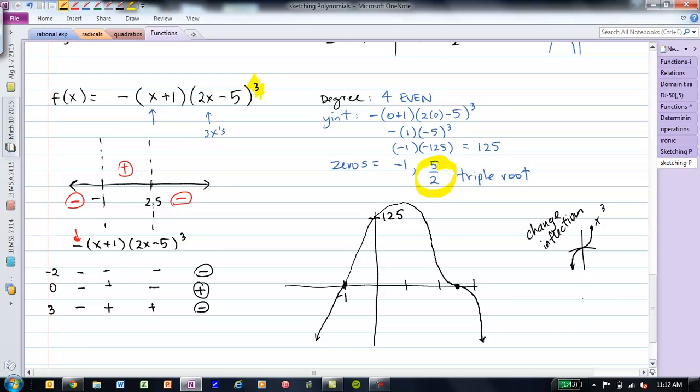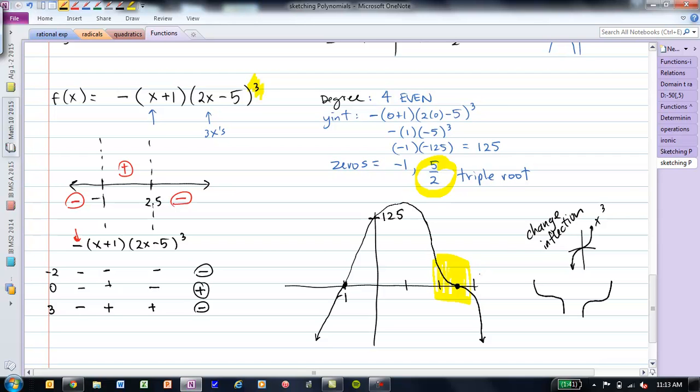Okay? You need to make sure that the place that you call the triple root doesn't look like a straight line. It needs to have a curve that changes shape. So it might be like that, or it might be like this. But you need to make sure it looks like that. Don't make it look like a straight line, or it'll be wrong.